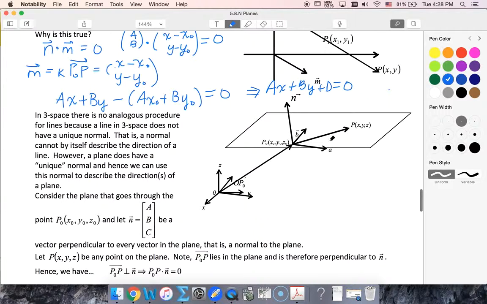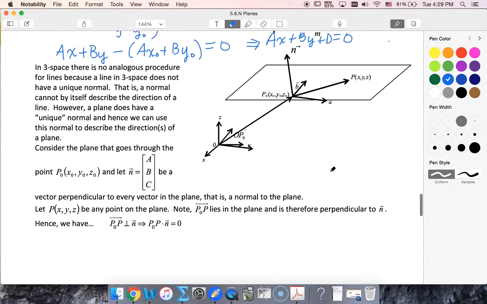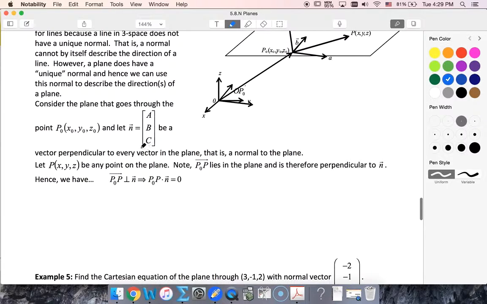I can say that for a given point on the plane, any vector on the plane connects my xyz to that given point, and my normal will be perpendicular to it. So if my normal is ABC, and the point I know is x0, y0, z0, then the vector from this point to any point on the plane will be perpendicular to n. That means the dot product is 0, so I can write out x minus x naught, y minus y naught, z minus z naught, dotted with ABC equals 0.